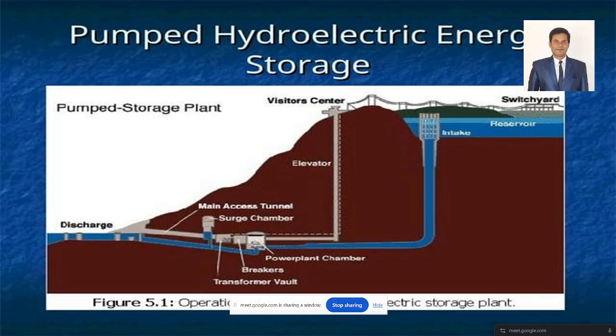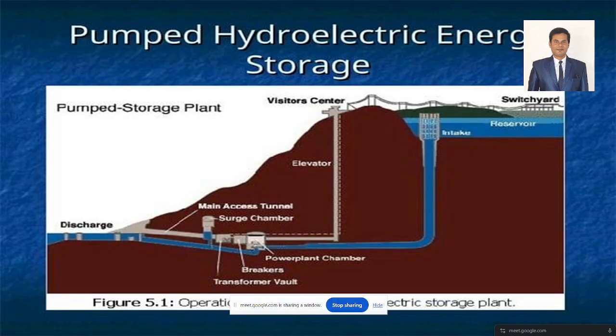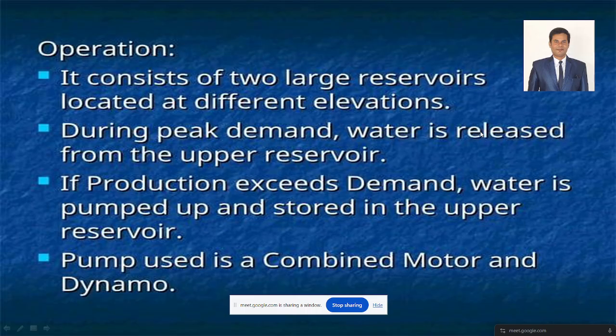Then we have pump storage also, right? It consists of two reservoirs located at different elevations. One brings the water from the main side, from the surge chambers, where it hits the turbines, right? And in the other system the water is pumped back to the reservoirs at the higher elevation, right?